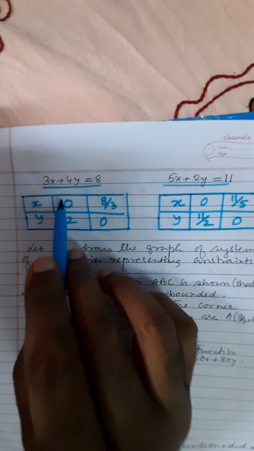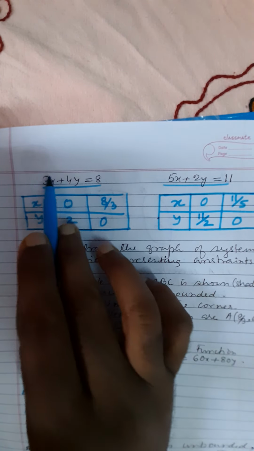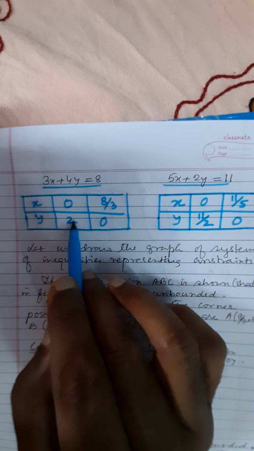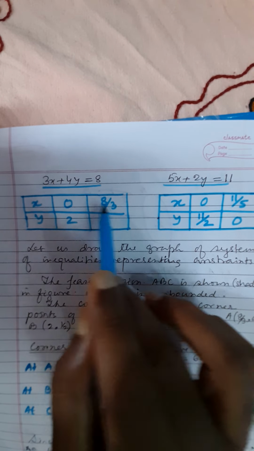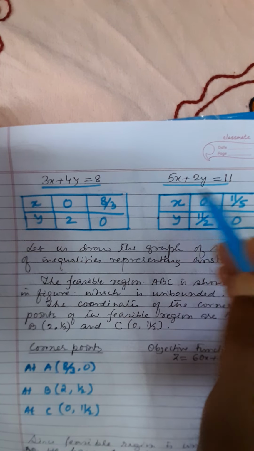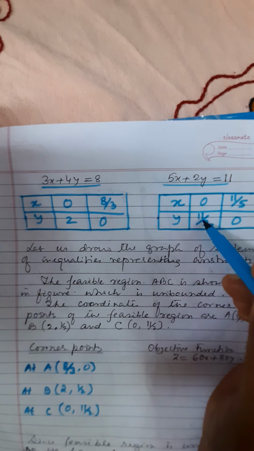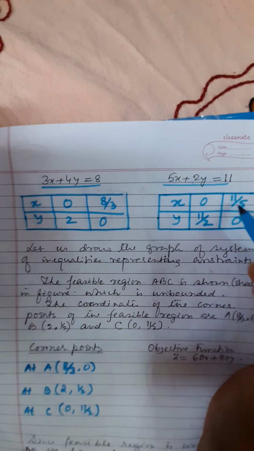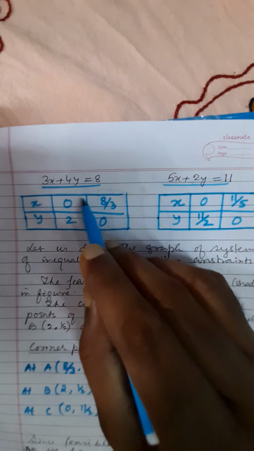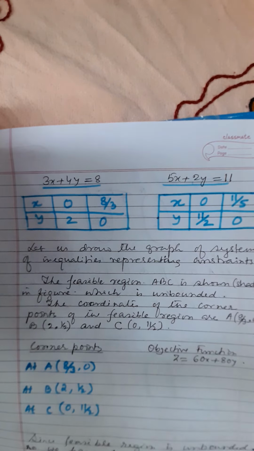For the first equation, if we put x = 0, y = 2, and if we put y = 0, x = 8/3. For the second equation, if we put x = 0, y = 11/2, and if we put y = 0, x = 11/5. So these are the points. You have to plot these points on the graph paper.